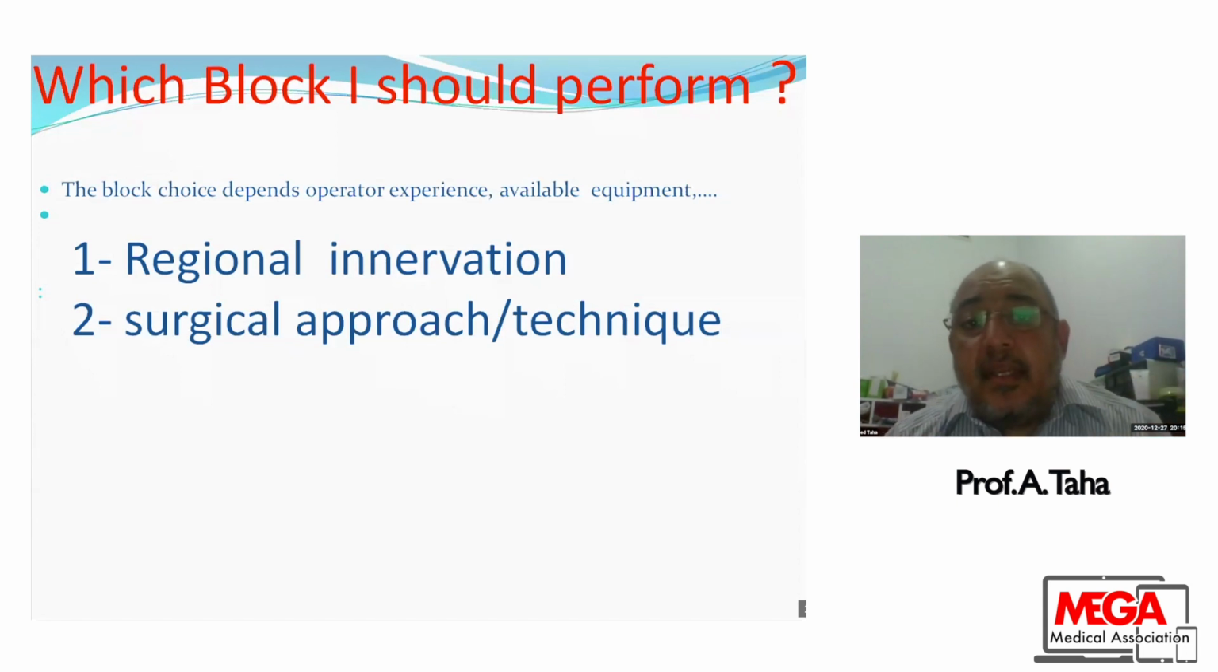Again, the last point in choosing which block to perform is your experience and the available equipment. Some blocks are easier to perform by ultrasound. For example, I used to do lumbar plexus block before ultrasound more than femoral, because I could not block the lateral cutaneous nerve blindly. But because of the ultrasound, I can do it, so there is no need for lumbar plexus. So the available equipment and your experience with every technique will affect markedly the technique you have to do.